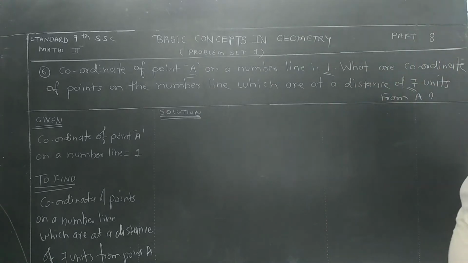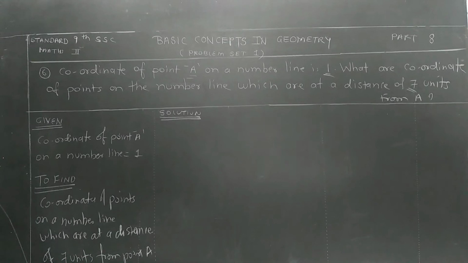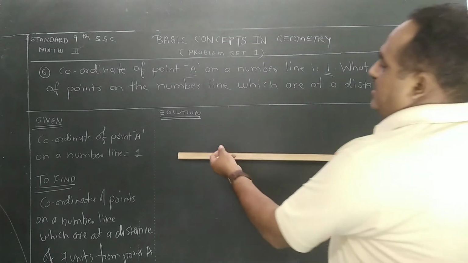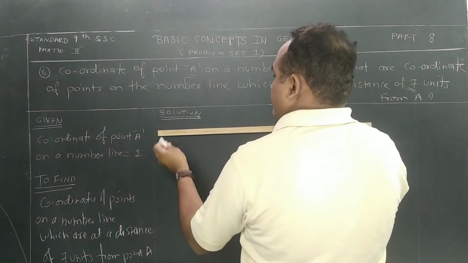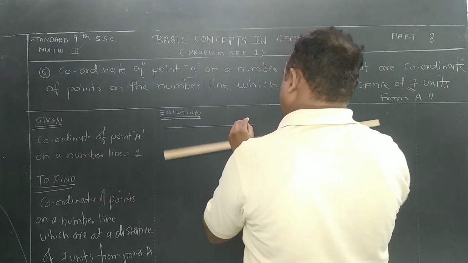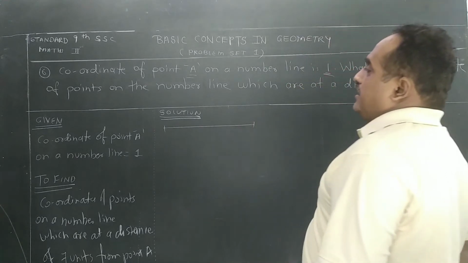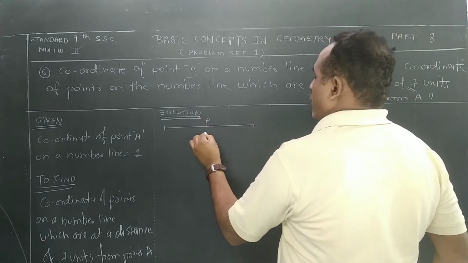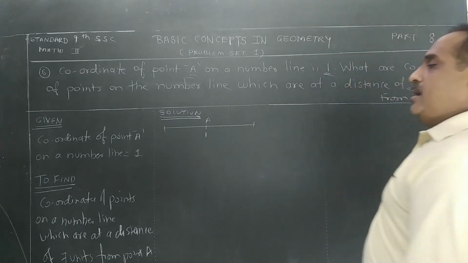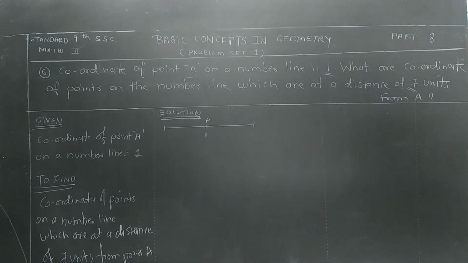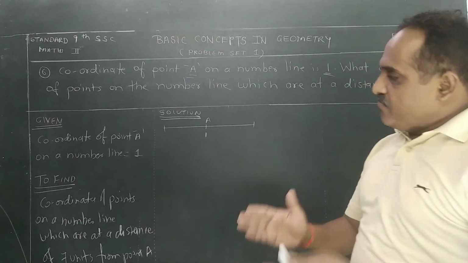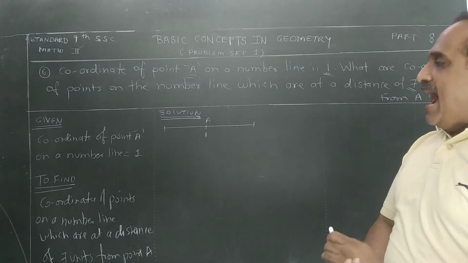So this point is there. Okay. So to draw a figure, see, if I draw a figure from here to here, the point A is there, right? Having coordinate 1. And on this number line, as I told you, we are at Bhayandar station.